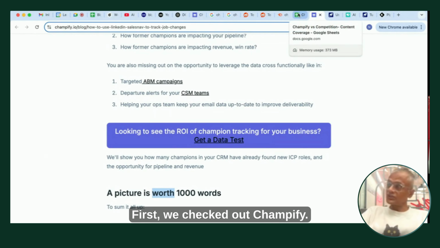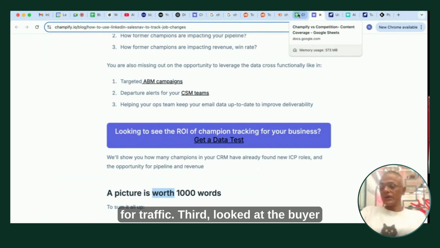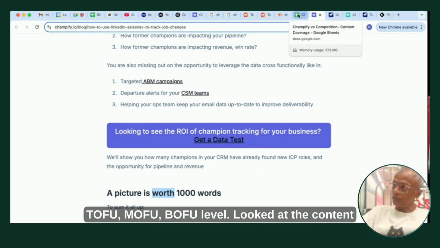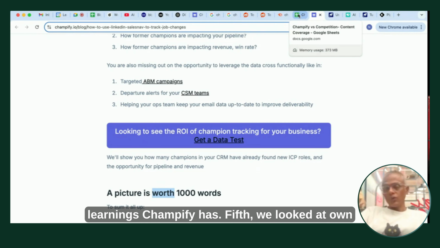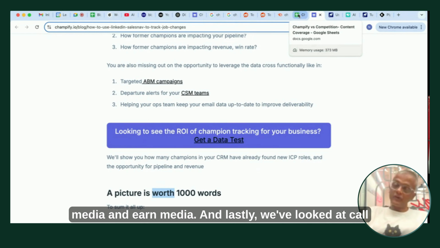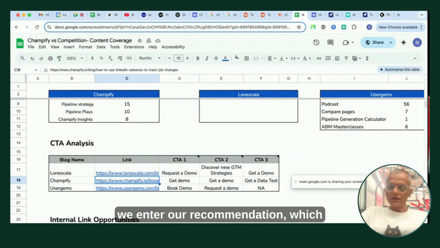Okay, so we've looked at 6 topics. First, we checked out Champify and its competition and their ICPs. Second, we looked at their traffic and the potential for traffic. Third, we looked at the buyer journey and the types of content people engage with at the tofu, mofu, bofu level, and looked at the content footprint. Fourth, what learnings Champify has. Fifth, we looked at owned media and earned media. And lastly, we've looked at call to action. With all this, finally, we enter our recommendation, which is the blueprint.